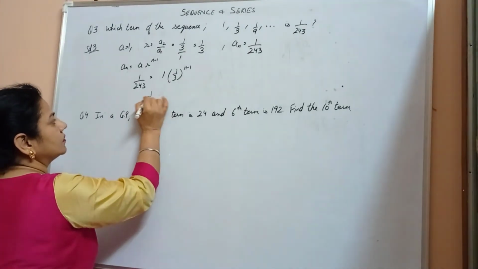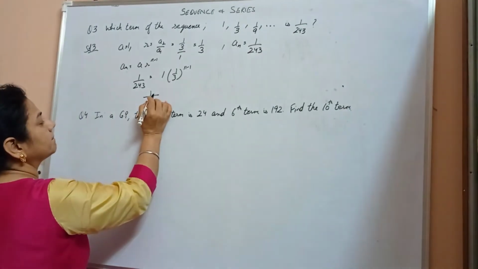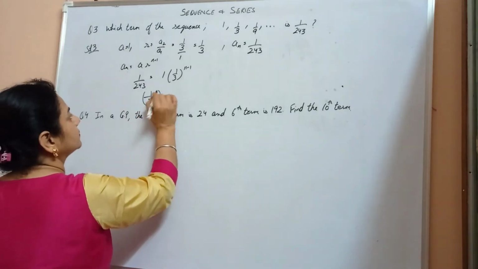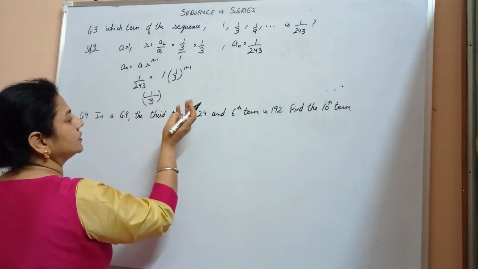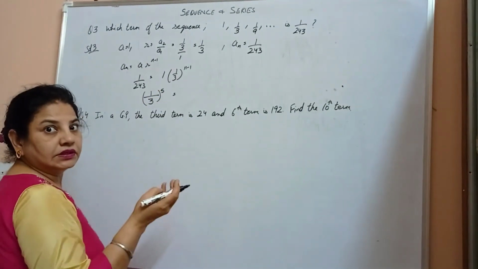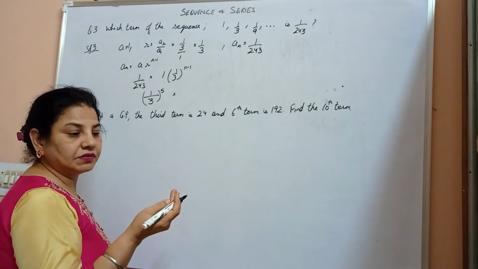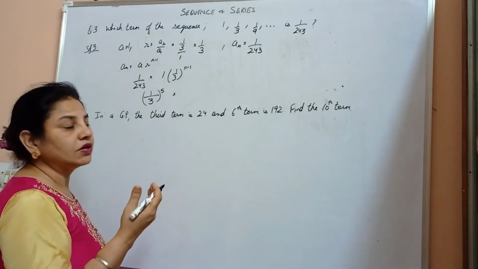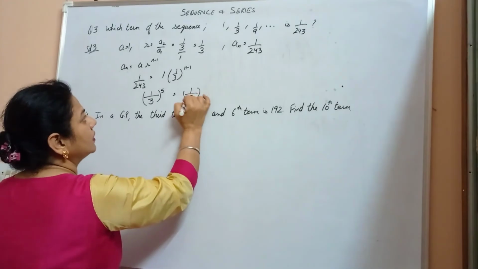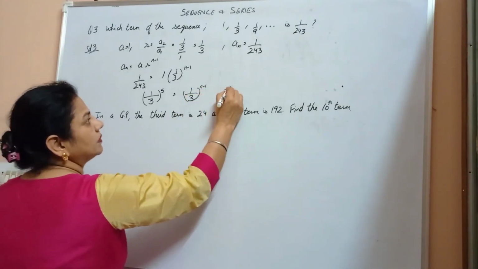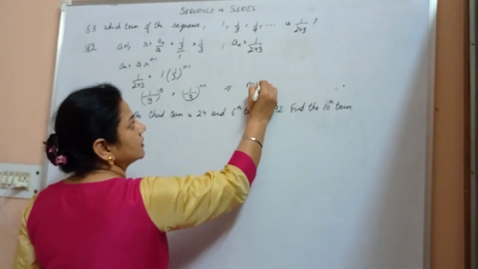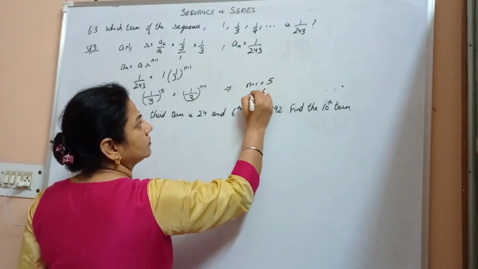243 is 3 to the power 5. 3 3s are 9, 9 3s are 27, 27 3s are 81, 81 3s are 243. So 3 to the power 5 is this, and here I will get 3 to the power n minus 1. On comparing, if bases are the same, we can compare the powers. So n minus 1 is equal to 5, n is equal to 6.